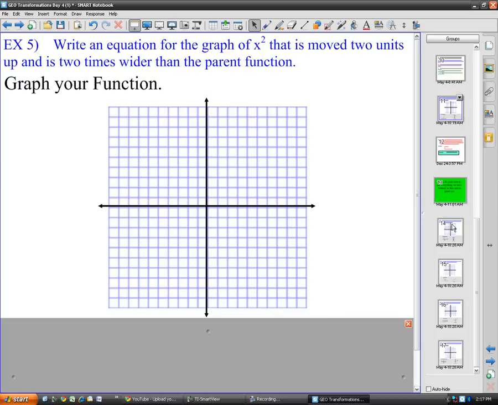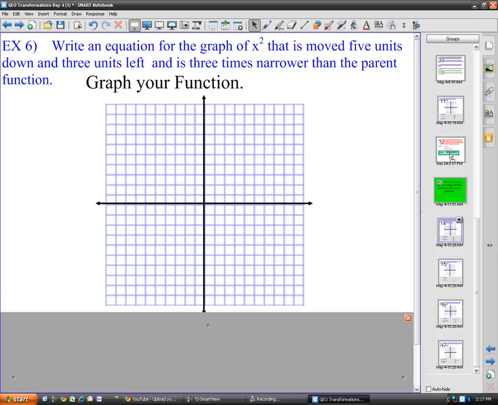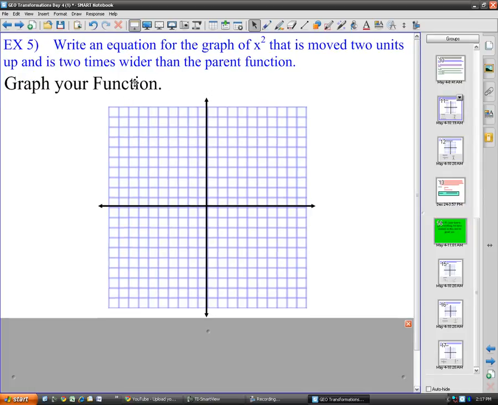So this one says write an equation and sketch the graph of x squared that has been moved 2 units up and is 2 times wider than the parent function. Well, we found out that if I want to move things up and down, I add to it. So my equation that I'm going to write is y equals x squared plus, we want it 2 units up, plus 2.